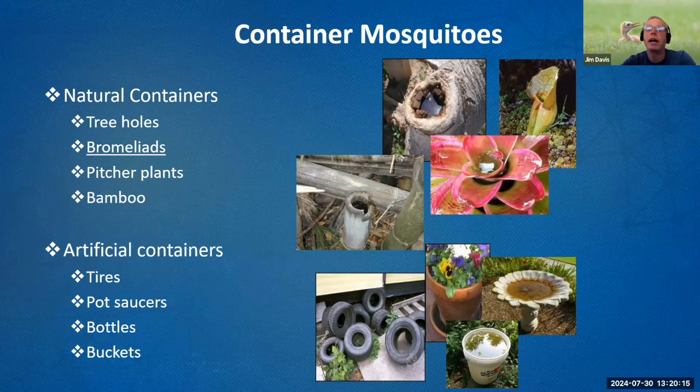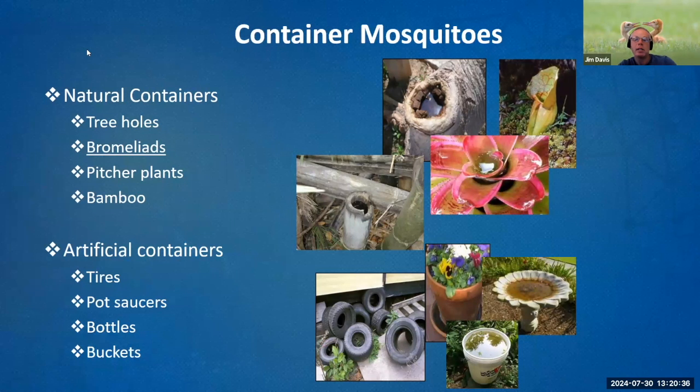But also, with those rain barrels, what I promote is, of course, keeping the screen, trying to prevent everything from going in there, but you can also put mosquito dunks in there as well. And that'll help keep mosquitoes out.